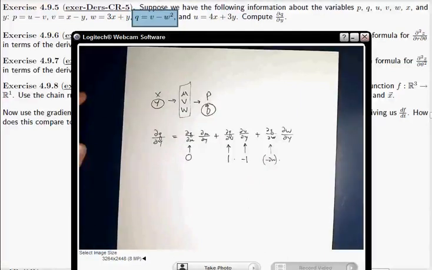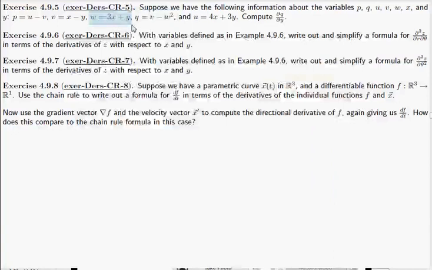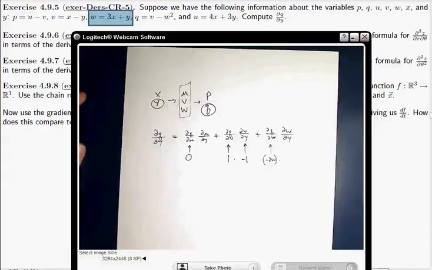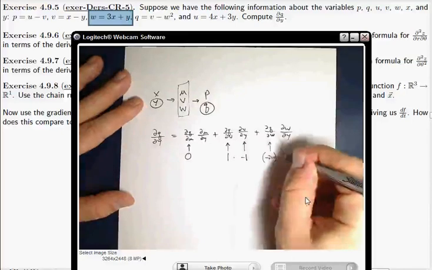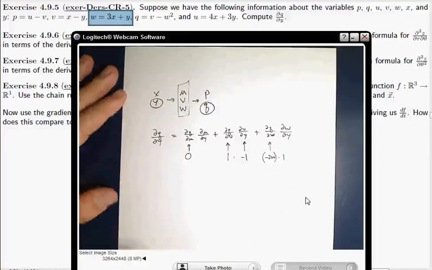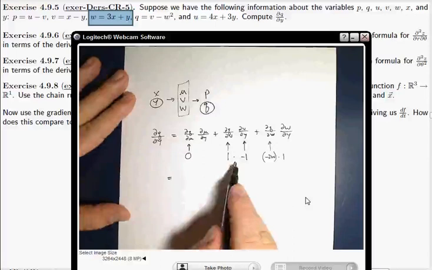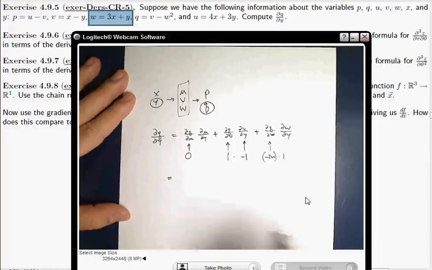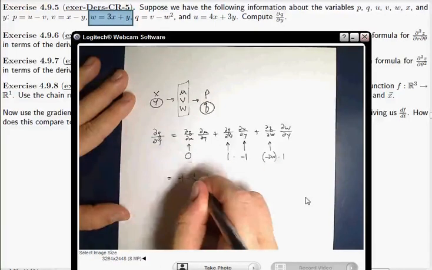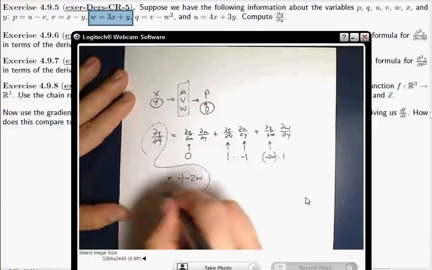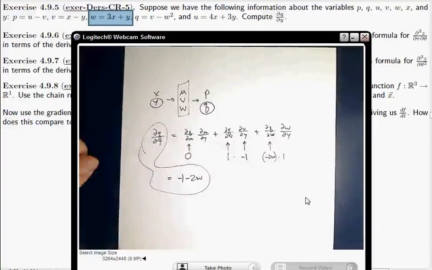And now partial of w with respect to y, well, that's 1. So altogether, what you have is negative 1 minus 2w. There you go.